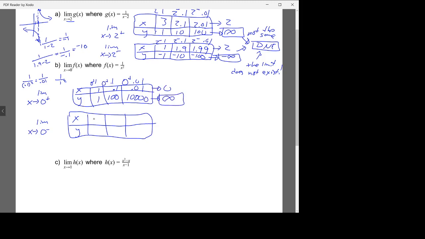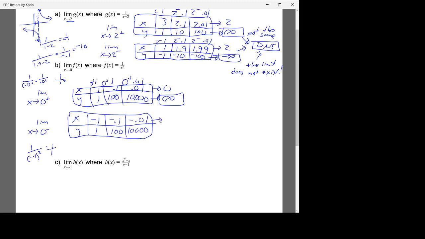And then 0 from the left side, minus 1, minus 0.1, minus 0.01. But in this case, if you do 1 over minus 1 squared, you can see that squaring can get rid of the minus. So we just have a 1. And then again, you'll have a 100 there. It'll be positive.